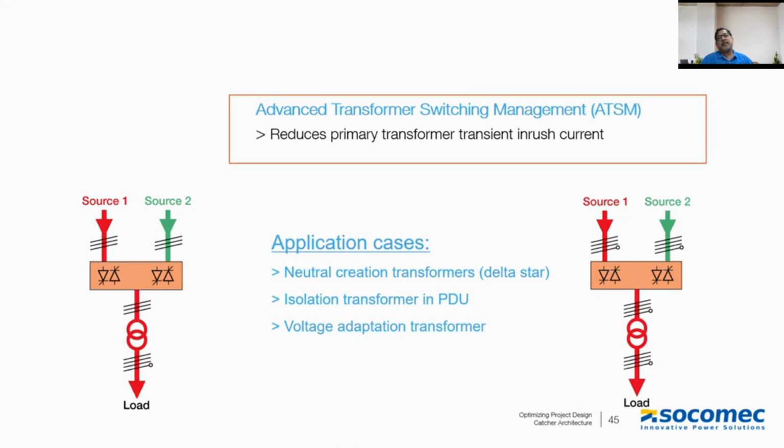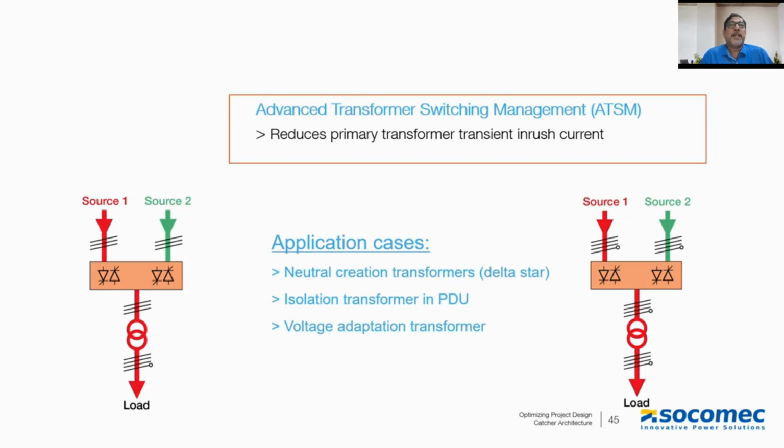Why is this ATSM feature required for situations with downstream transformers? As I said, we discussed isolation transformers in PDUs, a quite common situation in many data center infrastructures. But there could also be applications where you use a three-wire system for distribution and use a transformer at the terminal end for generating an independent neutral. So neutral creation transformers can also create such a situation.